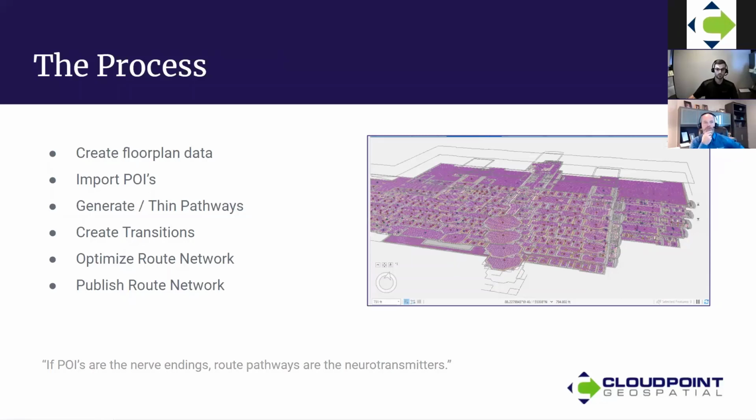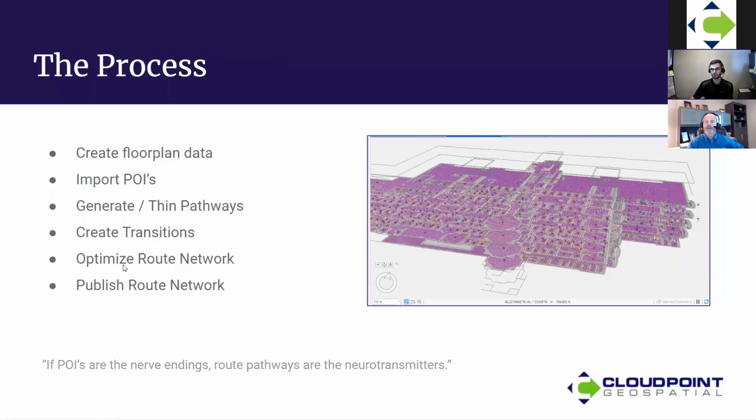Then you want to import POIs, as we mentioned, the importance of having those points to connect to. And then the next process, and we'll walk through some of these as we get into ArcGIS Pro, is generate and thin pathways. Those are workflows that are built in as part of the Indoors solution. You're not going to be able to find those geoprocessing tools unless you are licensed with the Indoors solution. Then you want to create transitions. This is where the 3D editing comes in for these transitions. That's your stairways and your elevators.